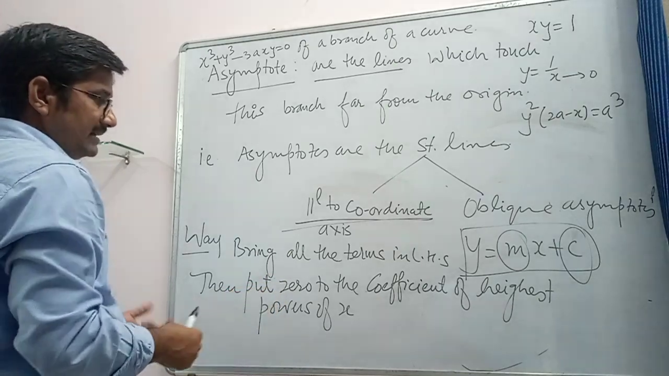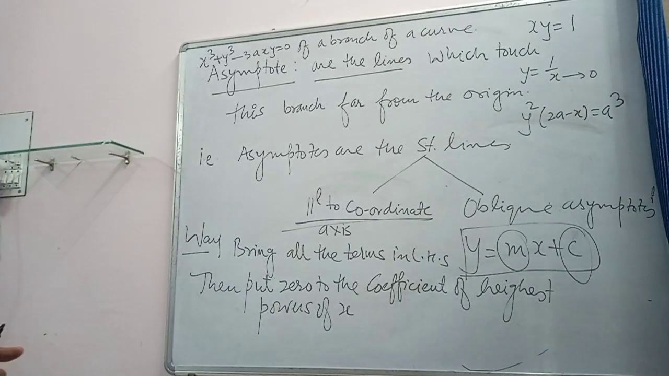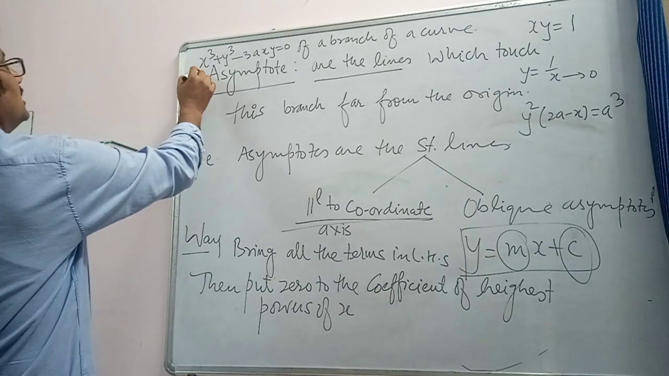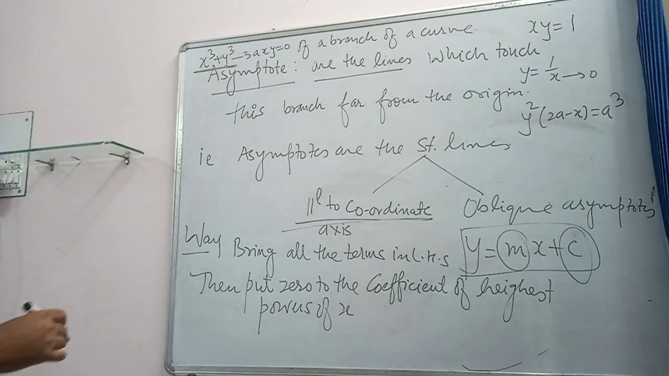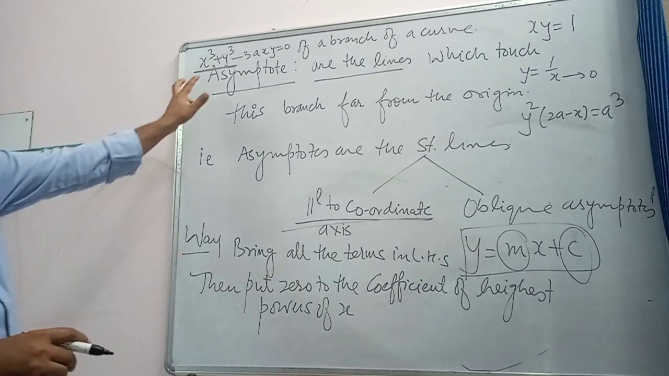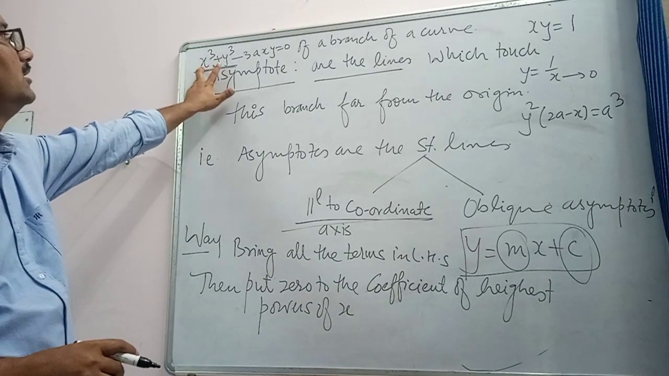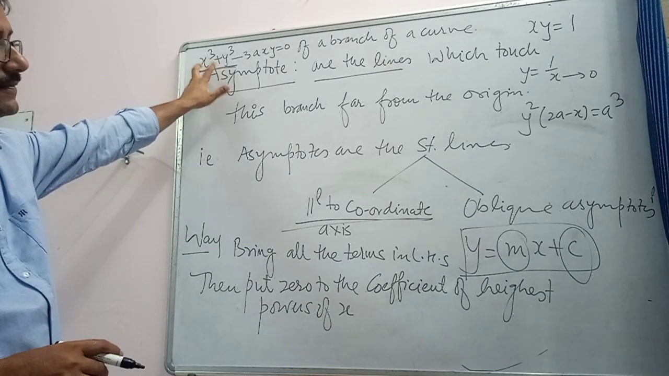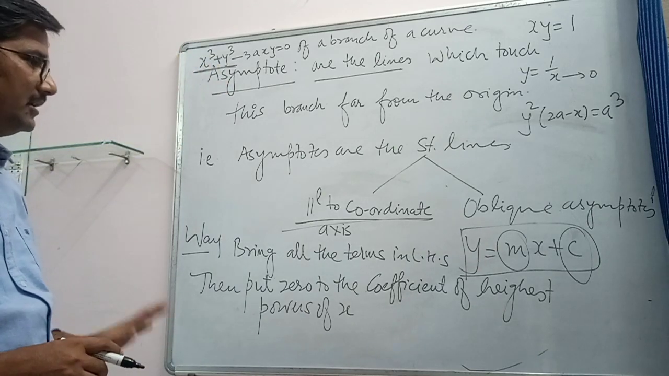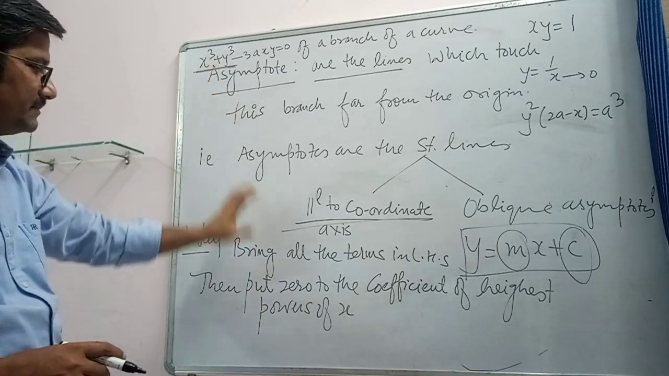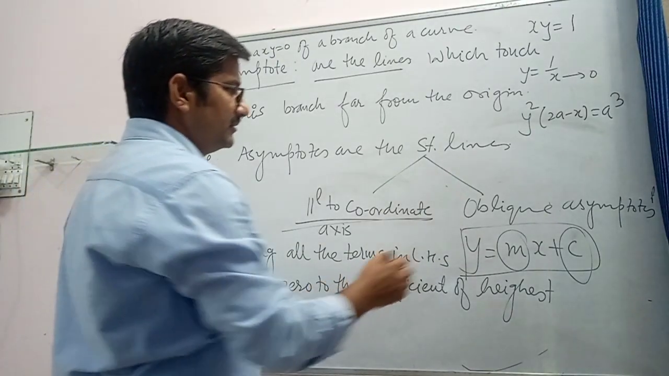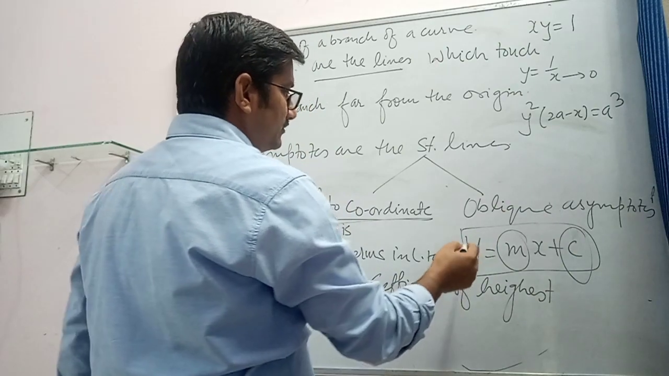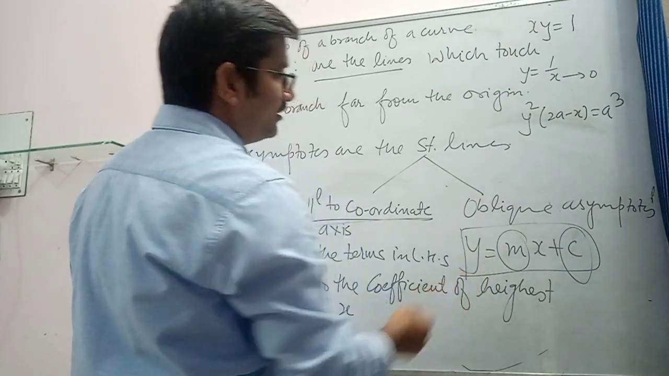How many maximum asymptotes may a curve have? If the curve has maximum degree n, it cannot have more than n asymptotes. So 3 asymptotes will be there for this curve. Till now we don't have any asymptotes parallel to x-axis. Next we will check the asymptotes which are not parallel to a coordinate axis, which means these are the oblique asymptotes.